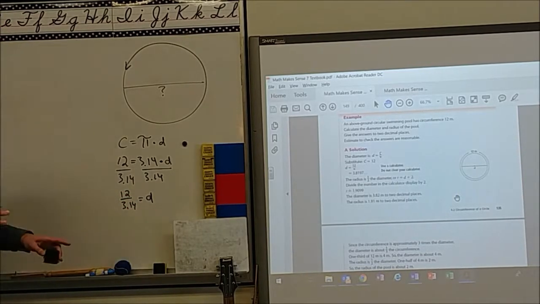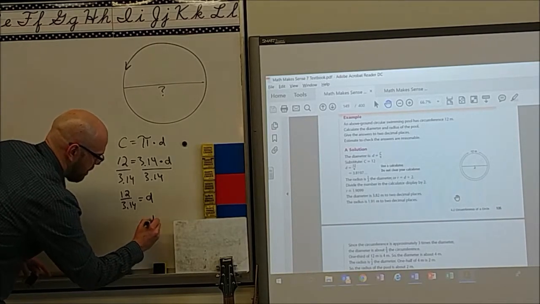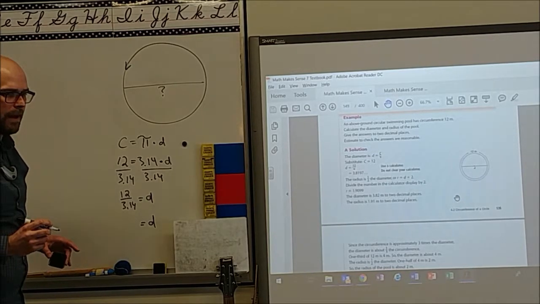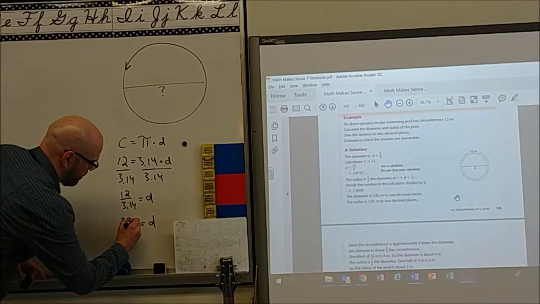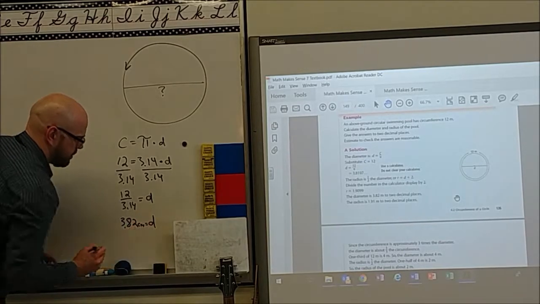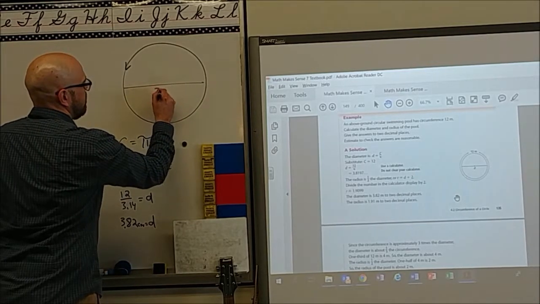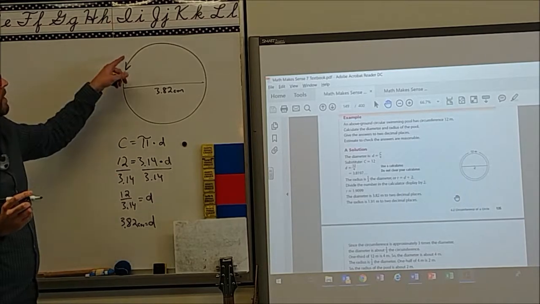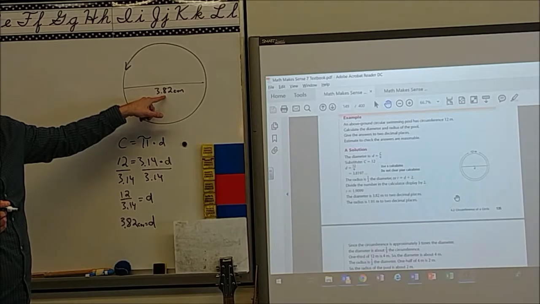So about 4, close to 4, 12 divided by 3. What do we actually get? 12 divided by 3.14, and then we'll get our diameter. 3.821656. 3.82, we'll leave it at that. Oh, wait, I should put the units. So 3.82. Let's see if that's reasonable. Would that give us about 12? So about 4 times 3, is that close to 12? I think we have a reasonable answer.